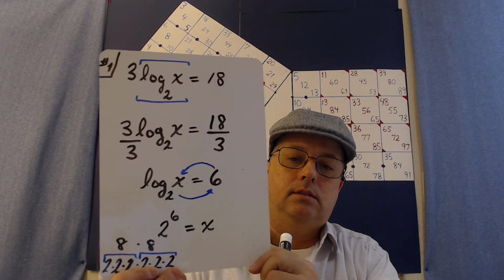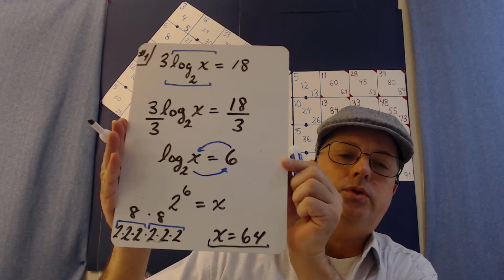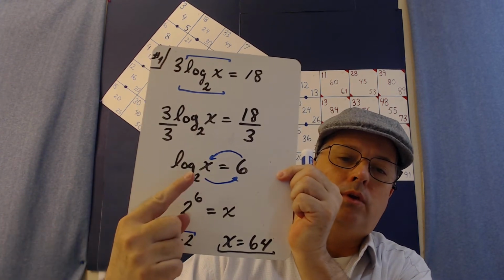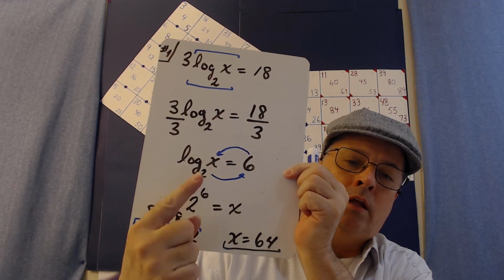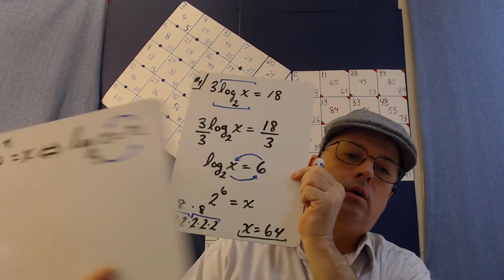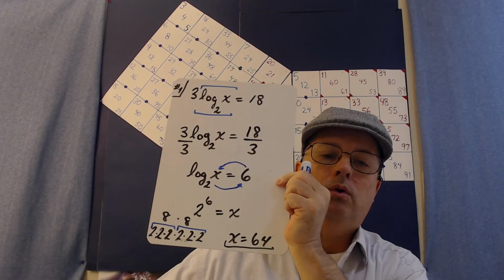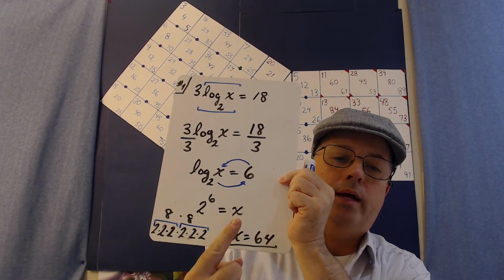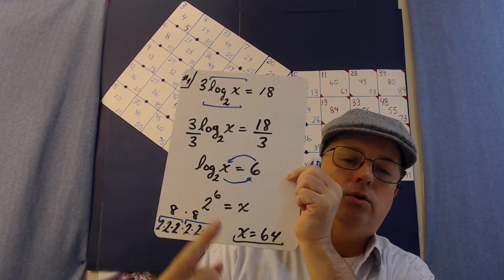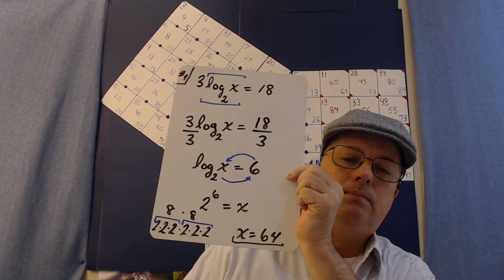And so 2 to the 6th is 64. Okay, that's a nice ring to that. So x equals 64. Okay, and there's our solution. We solve for the variable expression, and then we use the definition of logarithms and made our round trip to solve for x, and then we went ahead and did 2 to the 6th power, and we got 64.